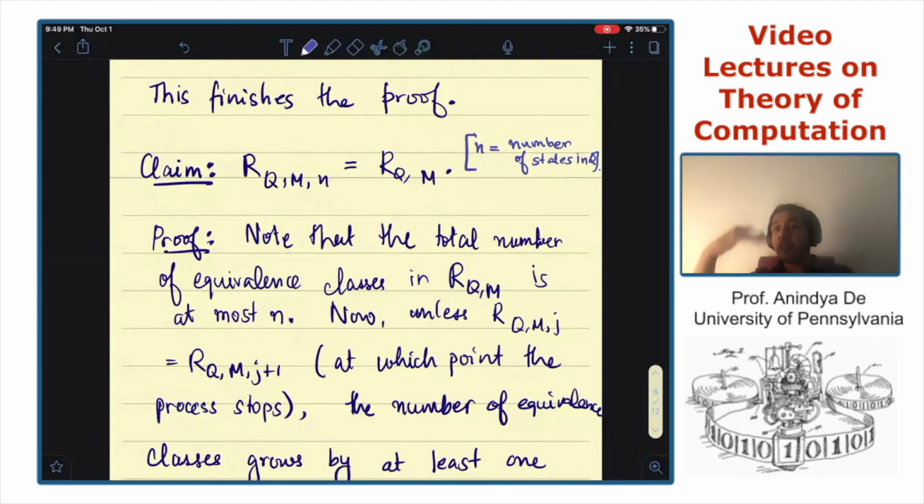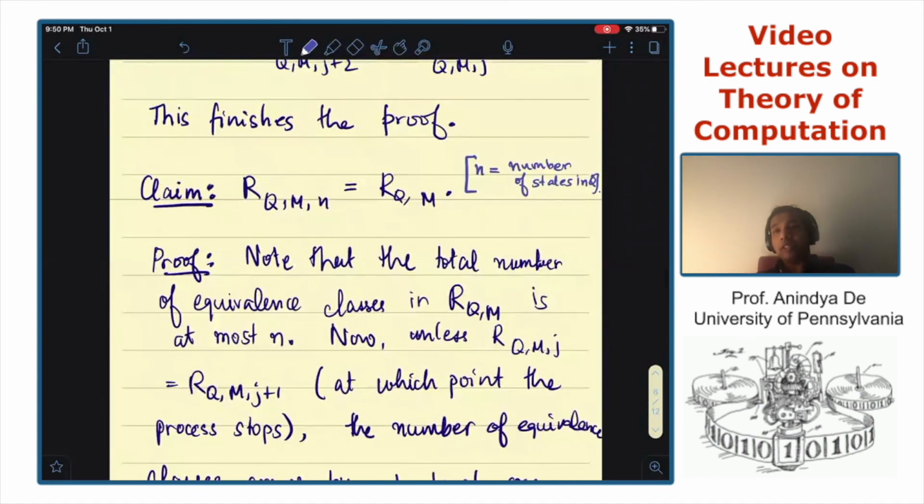But since you cannot have more than n equivalence classes, this process must terminate by R_{Q,M,n}. So in either case, it doesn't matter what happens, by R_{Q,M,n} the process has certainly stopped. So R_{Q,M,n+1} equals R_{Q,M,n} equals R_{Q,M,n+2}, and so on.